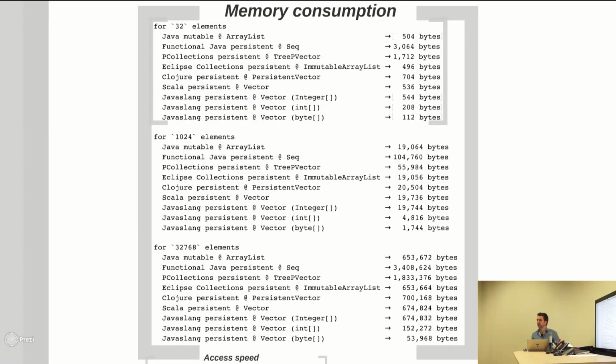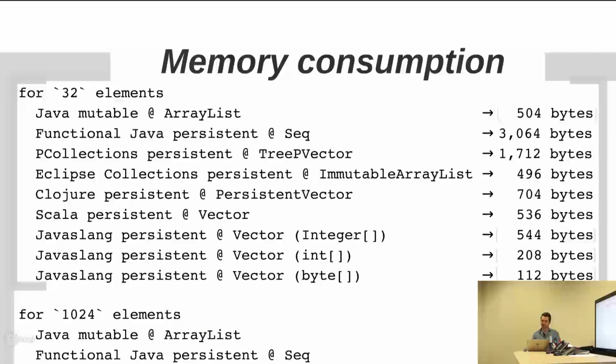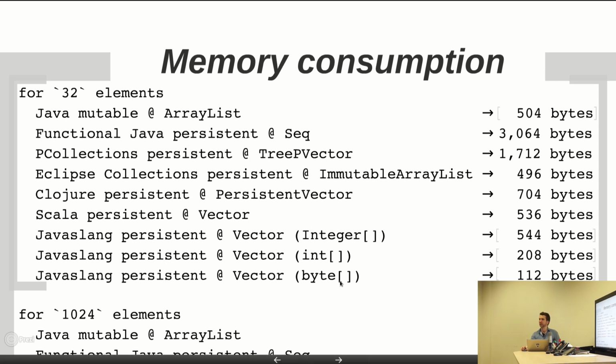How much memory does this thing consume? Testing it for 32, 1,000 and 30,000 elements, so full trees of 1, 2, and 3 levels, we can see that I've compared it against normal Java's ArrayList, functional Java, P collections, Eclipse collections, persistent Clojure, and persistent Scala. Also, since I've said that primitives were also supported, I tried storing different types of primitives in it also. Storing 32 random integers in an ArrayList would occupy about 500 bytes. Doing the exact same with wrapped types would require 540 bytes, almost the same as the ArrayList.